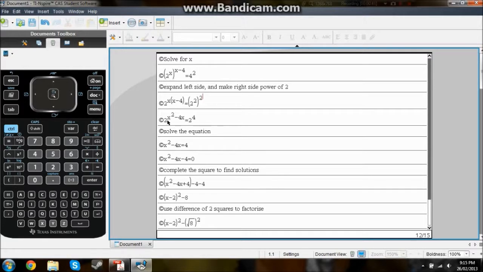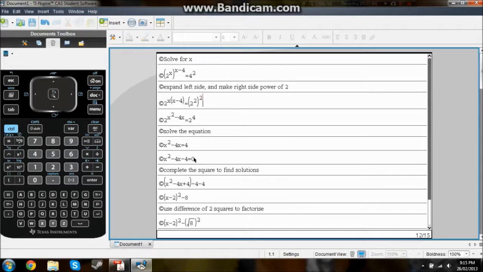Then you have to multiply these, because if you have a power outside the bracket, you multiply it by what's inside the bracket. So it becomes x squared take 4x equals 2 to the power of 4. 2 times 2 is 4. X times x take 4 is x squared take 4x. Now when you've got an equation like this, you just need to take the top line here. So x squared take 4x equals 4, like I've done there.